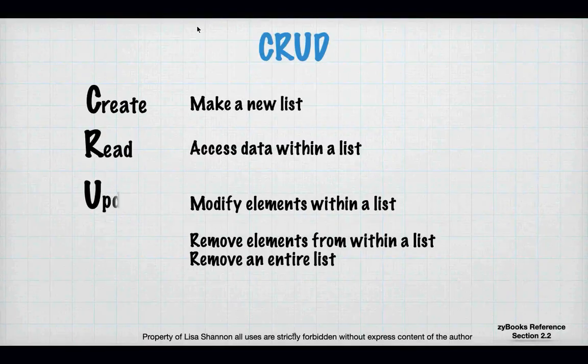CRUD is create, read, update, and delete. Those are the four things you can do to a list. You can make a new list. You can access, read, sorry, create, make a new list, read, access data within a list, update, modify elements within the list, and delete, remove elements from the list or remove the entire list. So that's what you can do. You can create, read, update, and delete.